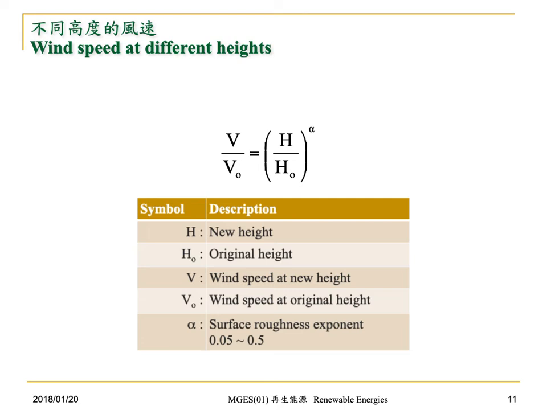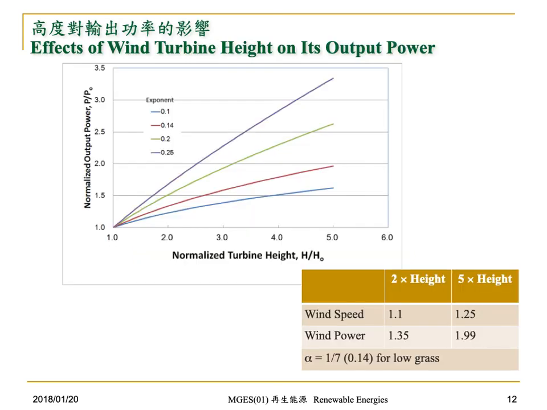0.05 means a very calm surface, a patch of ice, a smooth surface area, so there's no surface friction, and then the alpha is very low. If the surface is very rough, like the wind blows through a forest or bushes, then it depends very strongly on the height. So this one is just a calculation, assuming alpha equal to 0.14 for low grassland, with different velocity and normalized power velocity.